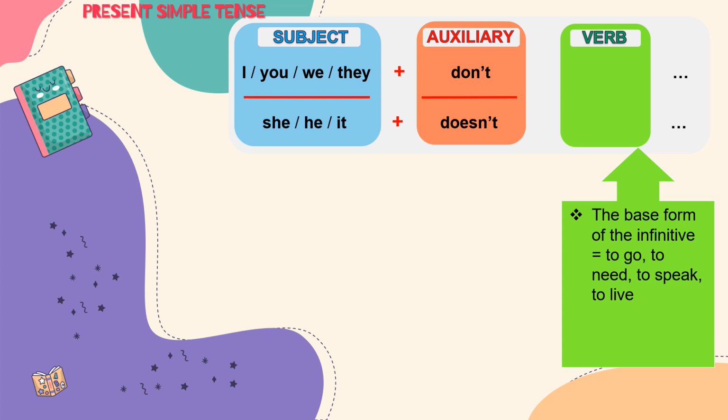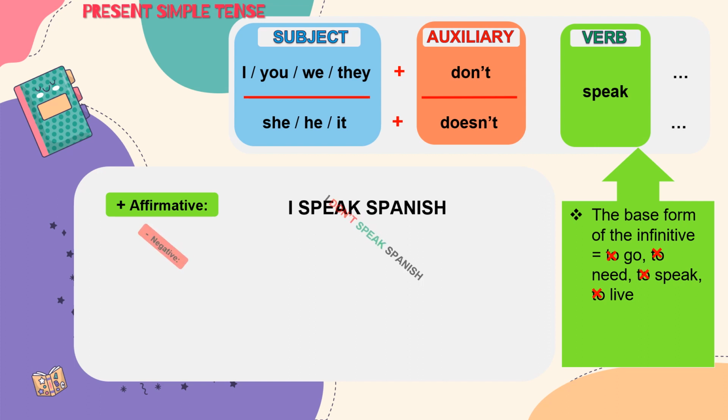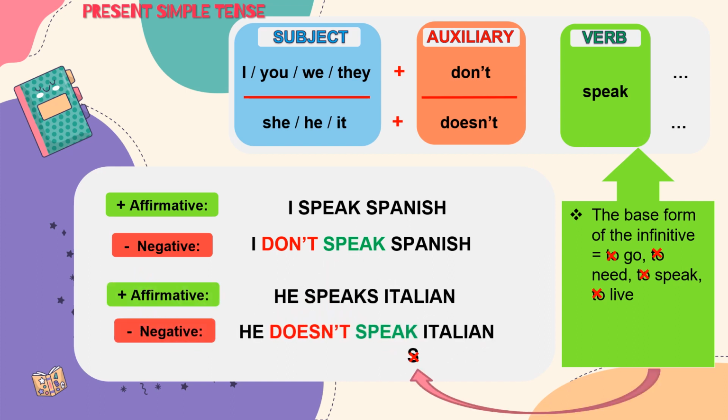Here it says verb. This verb is the base form of the infinitive. The infinitive is the original form of the verb before it is conjugated or changed. The infinitive is to go, to need, to speak, to live. But we want the base form of the infinitive. This is without the to at the beginning. Instead of to go, only go. Instead of to need, only need. Instead of to speak, only speak. Instead of to live, only live.